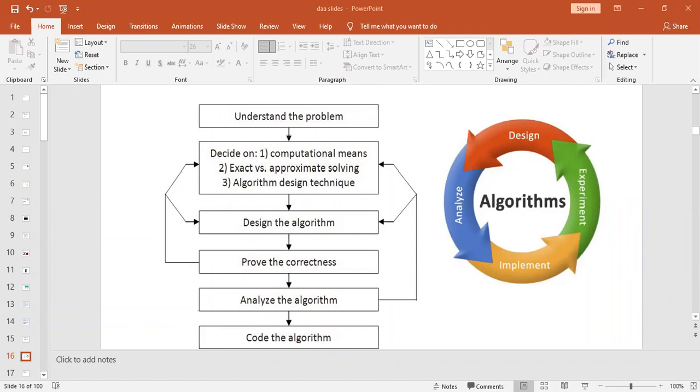Anybody? Yes or no? For design techniques. Okay. Bhavna, yes, good. Is it correct? There are 4 design techniques. Yes. So there are only 4 design techniques.